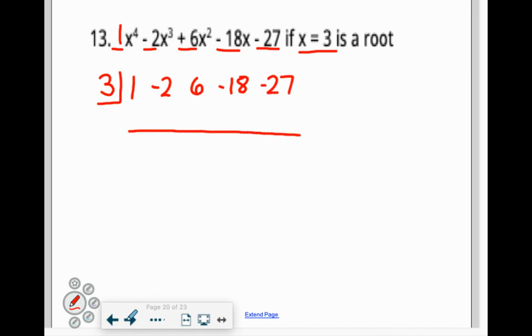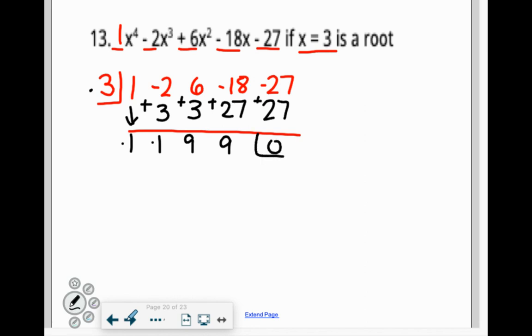And I'm going to use synthetic division the same way I did just a minute ago. Drop this one down. 1 times 3 is 3. Negative 2 plus 3 is 1. 1 times 3 is still 3. 6 plus 3 is 9. 9 times 3 is 27. Negative 18 plus 27 is 9 again. 9 times 3 is still 27. And negative 27 plus 27 is 0. If it says it is a root, this has to be 0.